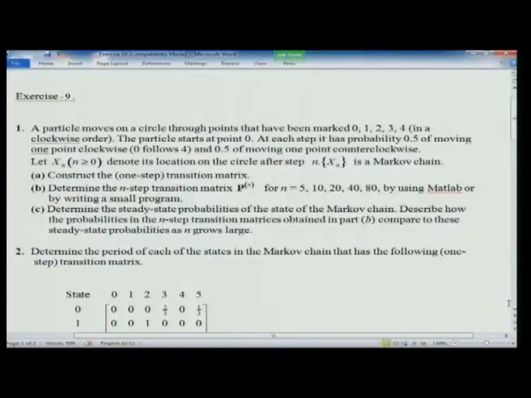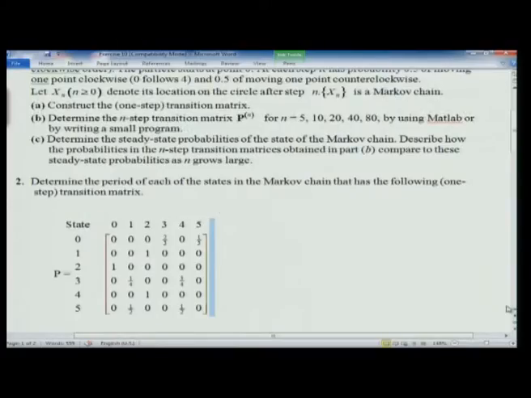Now, question 2 is just to determine the period of each of the states in the Markov chain that has the following transition matrix. Here you have again a 5 by 5 matrix. So, will all the states be periodic? Well, you find out.